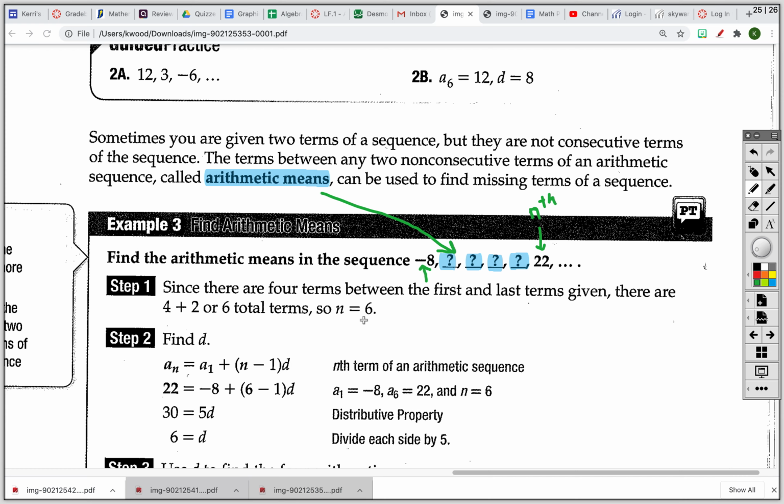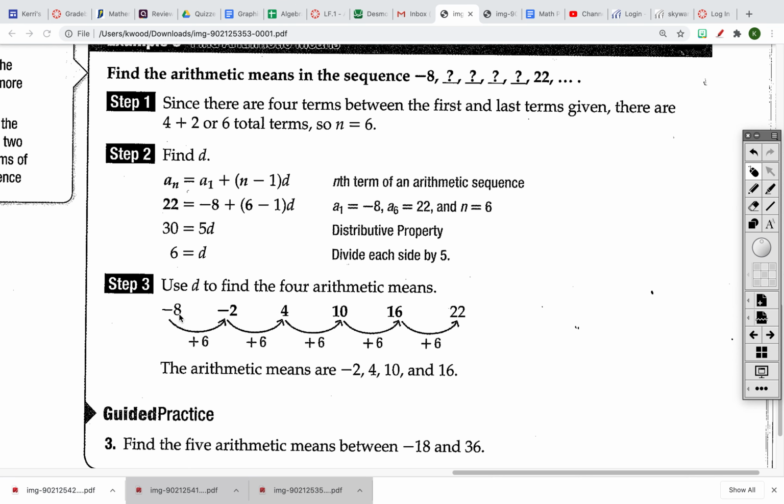So you're first going to determine what your n is. You're going to plug your numbers in. So this is your first term. This is your nth term, which is where your n is 6. You plug it in and you find what your d is, your common difference. Well, that means you're going to add 6 each time. So you're going to take your -8 and you're going to add 6. That gives you -2. Add 6 is a +4. Add 6 is a +10. Add 6, it's a +16. So the arithmetic means are -2, 4, 10, and 16. So let's practice one.